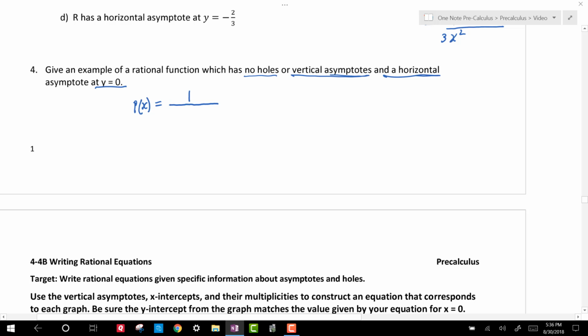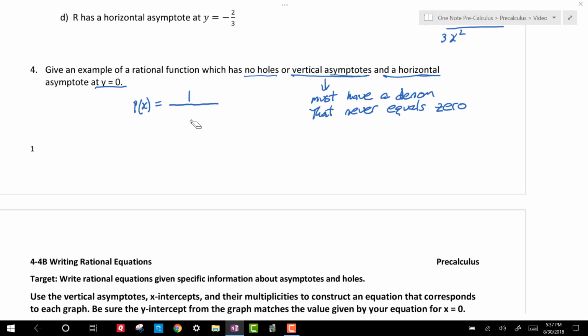No vertical asymptote. So what that means is that I have to have a denominator that never equals 0. Gotta have a denominator that never equals 0. Well, how do you do that? You might be thinking, well, just put a 2 in there. But 1/2 is not a rational function. The definition of a rational function says you have to have x's in the denominator. Gotta have a variable down below.